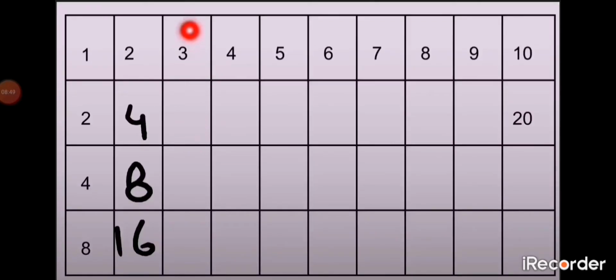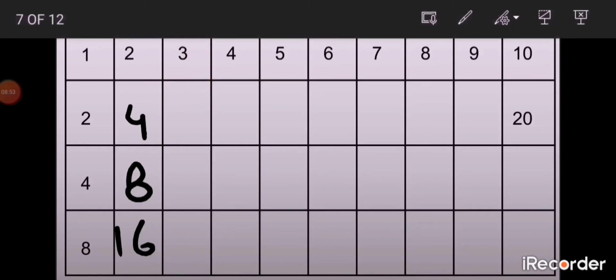Now, we have done one column of 2. Now, the turn of 3. We have to double the 3's. Now, 3 plus 3. Add the number to itself. 3 plus 3. The answer is very simple. 6. Now, double of 6. 6 in your mind. Now, count on 7, 8, 9, 10, 11, 12. Double of 6 is 12.